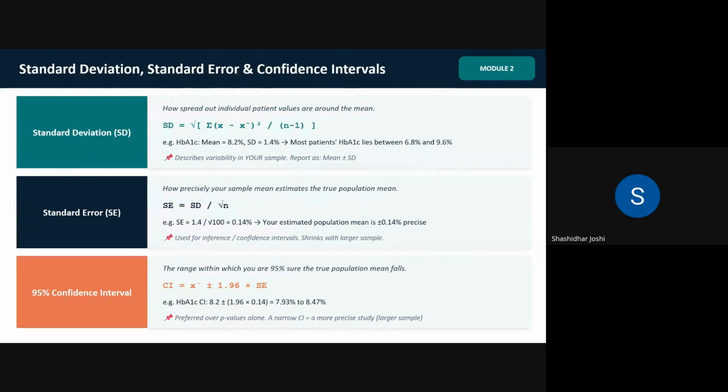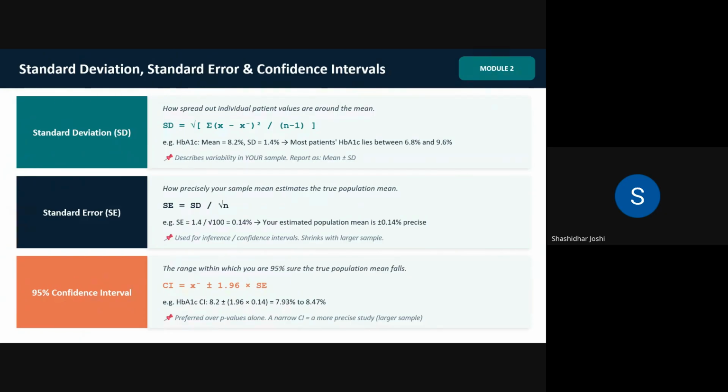So this is a very important measure: when you are generalizing your sample results to population results, you always have to present not only the mean but also a confidence interval, to demonstrate how much confidence we have in generalizing the sample results to the entire population. Just remember these three important measures. Standard deviation is very useful for your sample size calculation. Standard error, very useful.